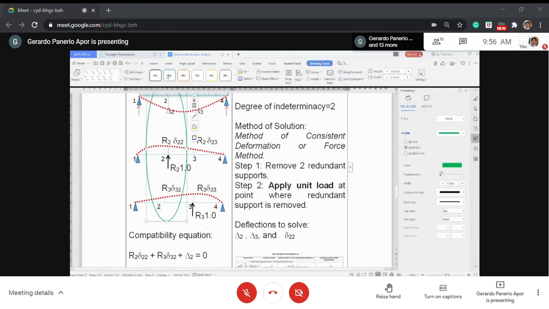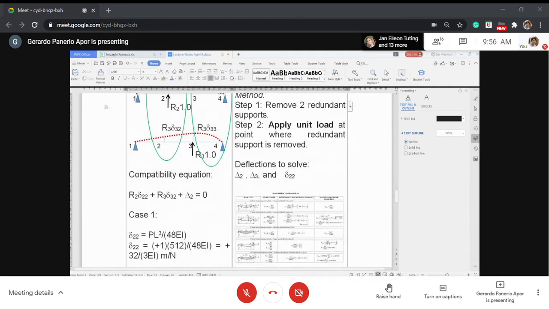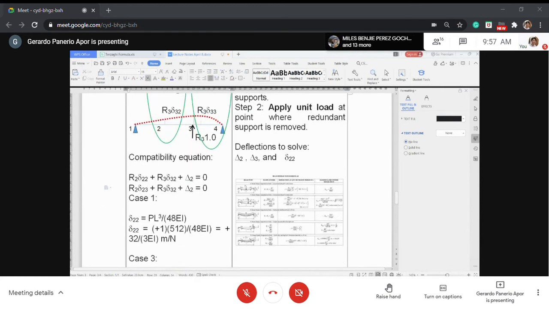Copy the equation and paste it. Okay. So, R2 delta 2,3, then you have R3 delta 3,3 is equal to. Okay. So these are the two equations that we need to determine.